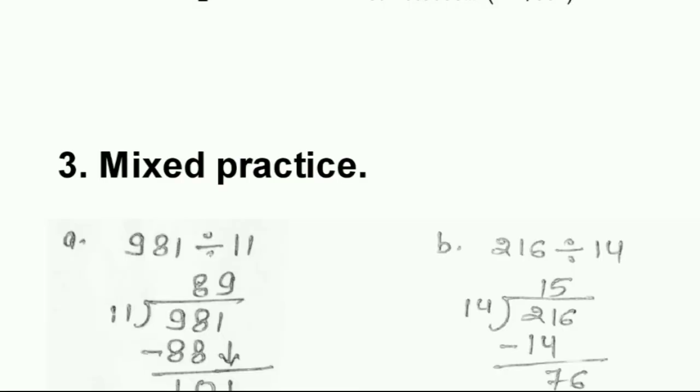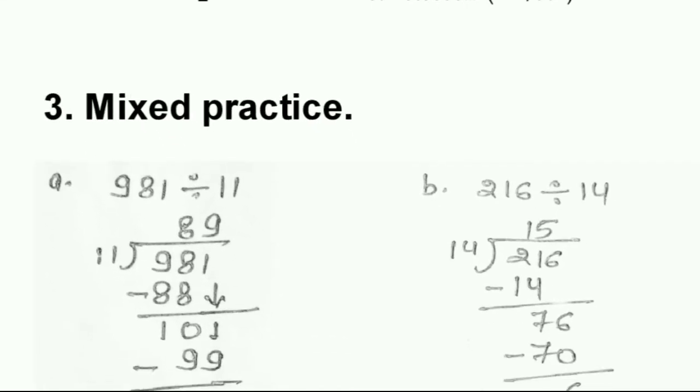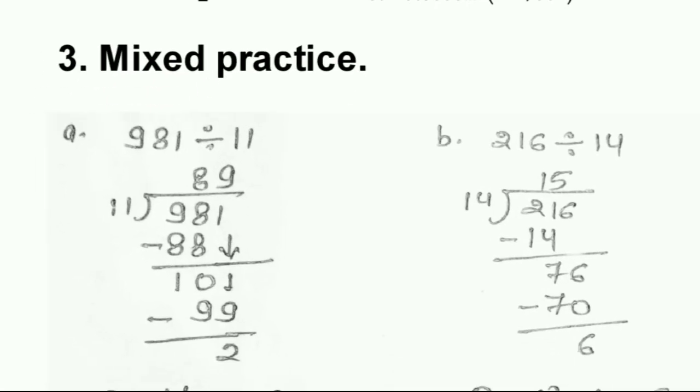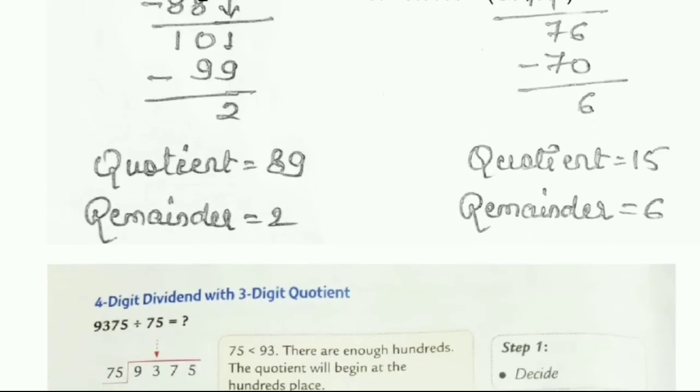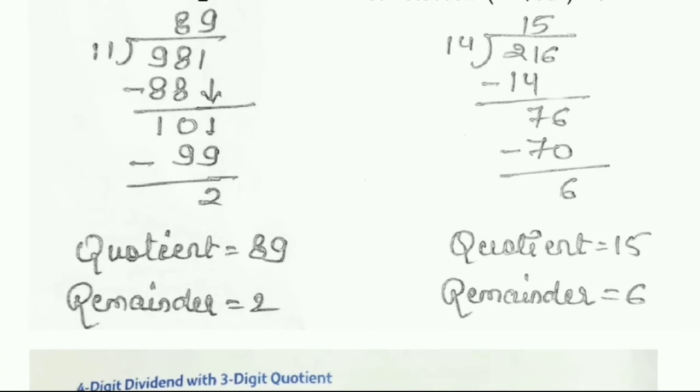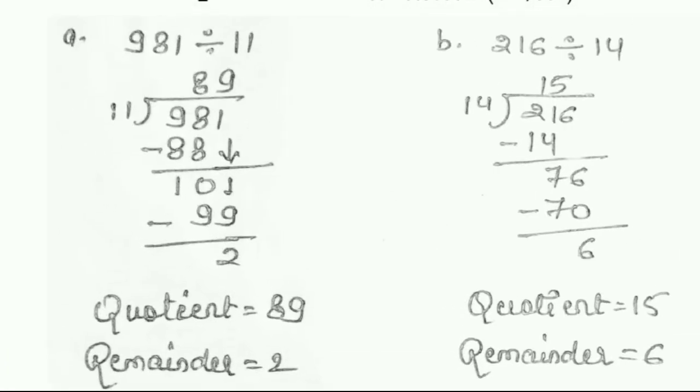Okay, the last question of this exercise. Mixed practice. It is mixed practice. In this one, sometimes we get no remainder and sometimes we have some remainder. So this is the question I have solved here. You can go through it once.